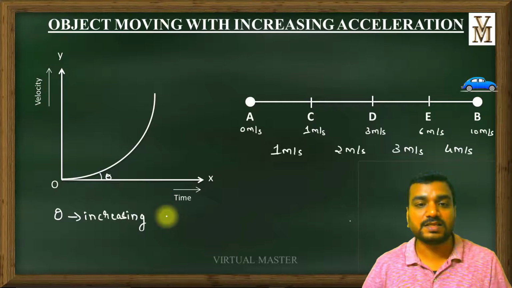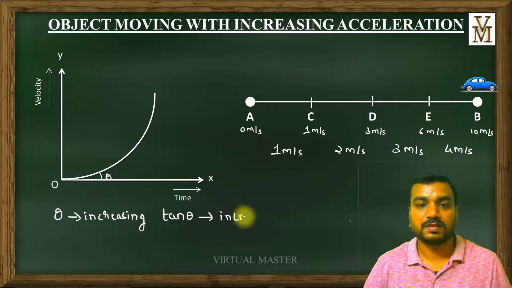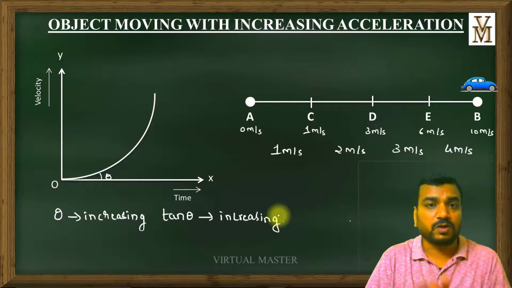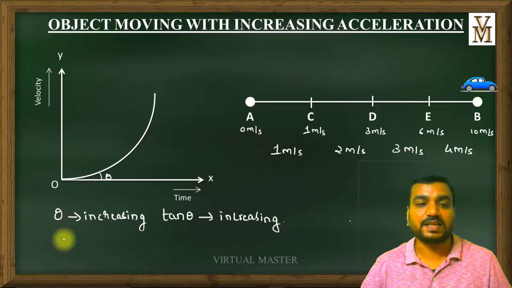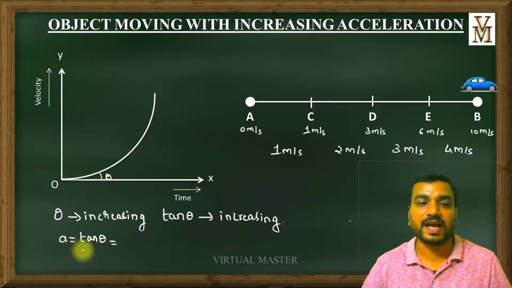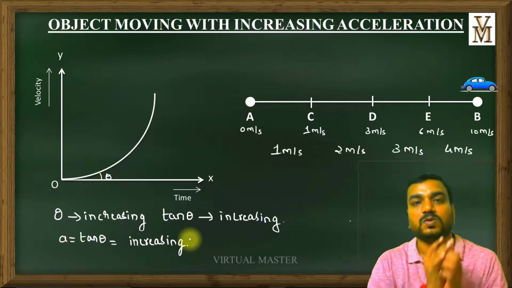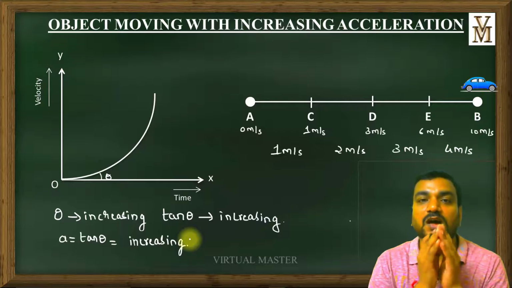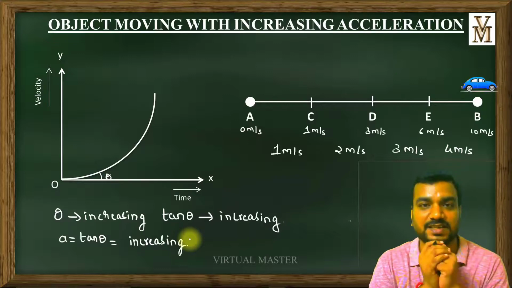If theta is increasing, naturally tan theta will also be increasing. We know the formula for the acceleration, that is acceleration is equal to the slope of the curve, that is tan theta, isn't it? Now if tan theta is increasing, naturally the acceleration of the object should be increasing. I hope everyone has understood how to draw the velocity time graph of the object moving with increasing acceleration.